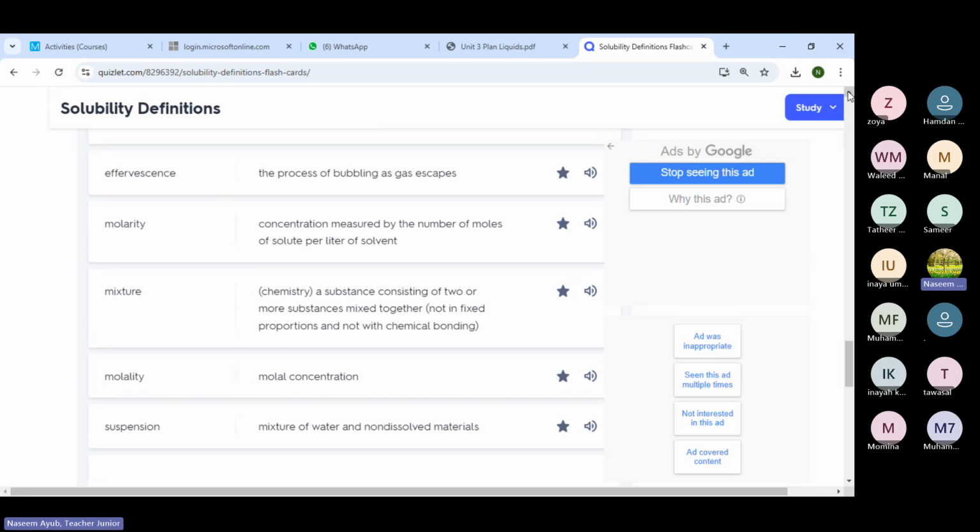Molarity is the concentration measured by the number of moles of solute per liter of solvent. Mixture, a substance consisting of two or more substances mixed together, not in fixed proportions and not with chemical bonding. Then there is molality. One is molarity and one is molality. As it was given in your curriculum, there is a chance that in any of the resources from your curriculum, they can come in your paper. You should be aware. Okay, suspension. First of all, we need to talk about molarity.